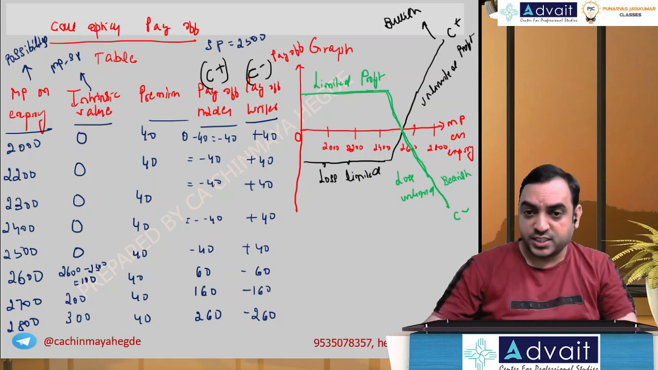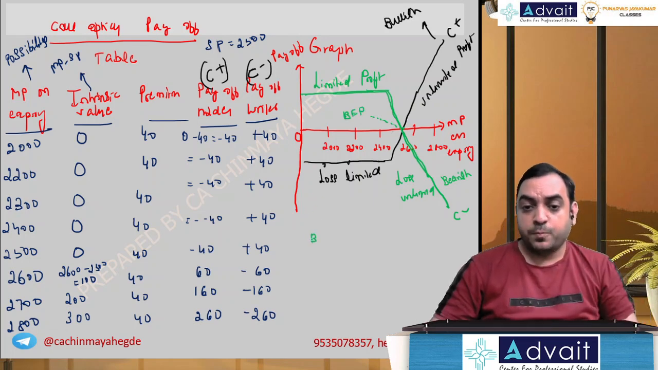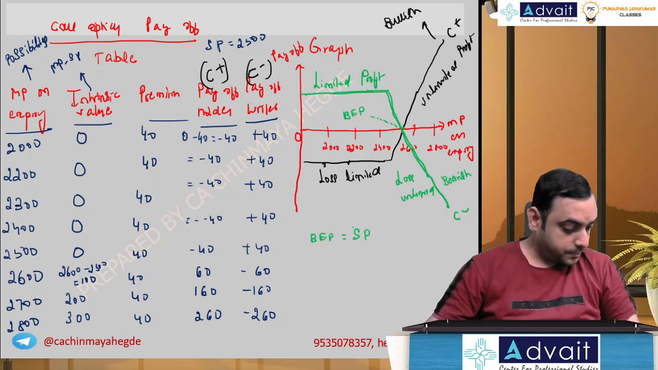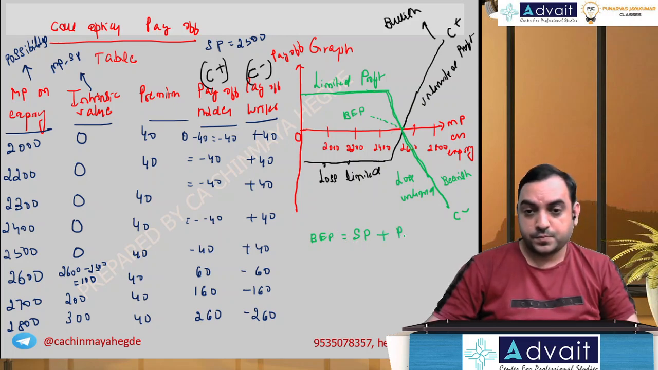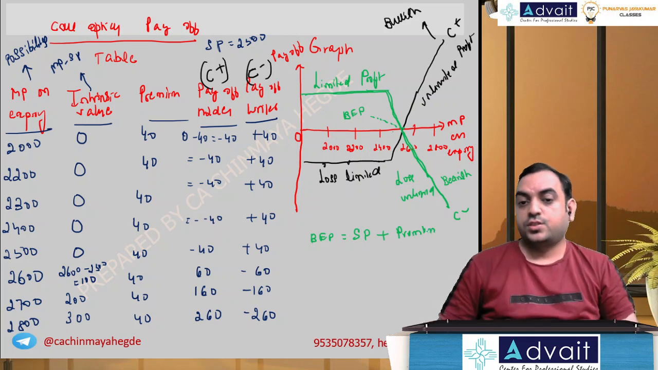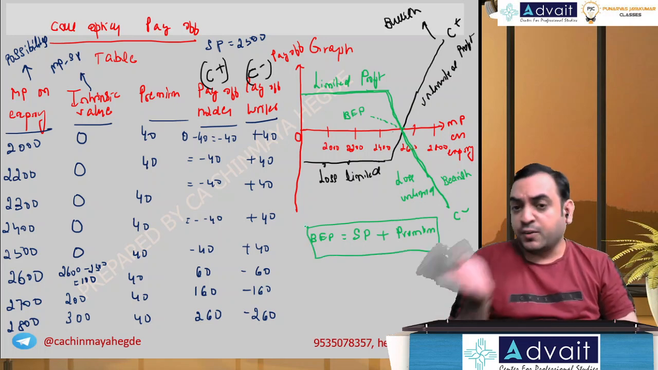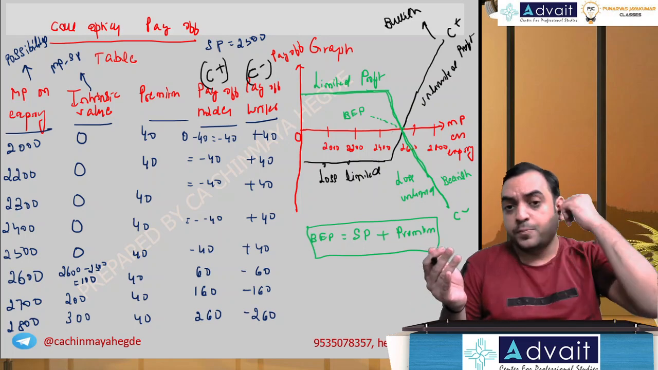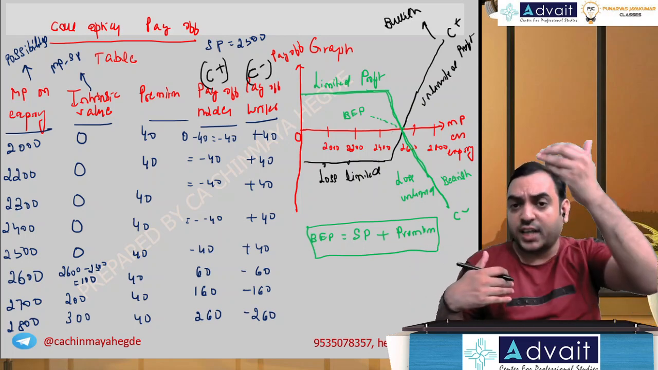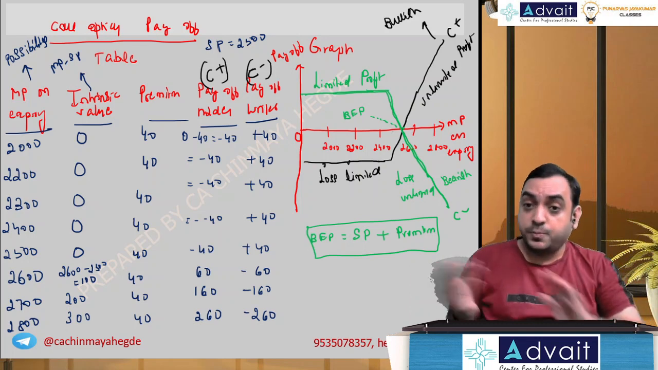This point, you know what this point is? This point is the break even point, BP, the same for both of them. And the break even point is given by strike price plus premium. This is the break even point at which both of them make no profit, no loss. If the break even point is crossed, above this the holder starts making profit and the writer starts making loss. Below this, opposite.